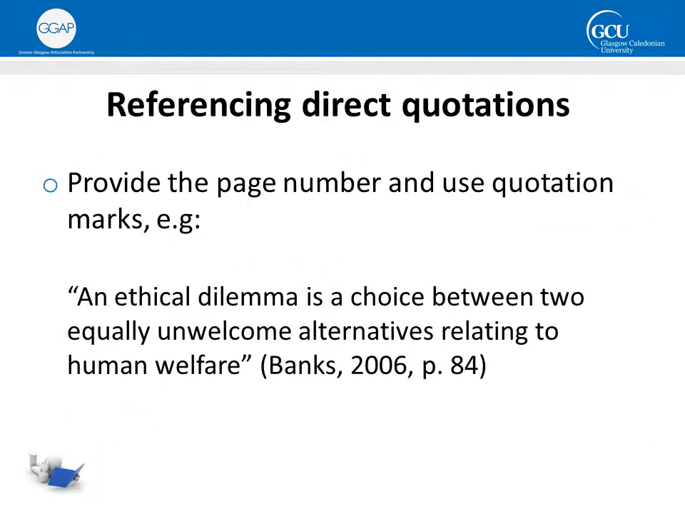At times in your writing, you might decide that you want to directly quote an author. If you use a direct quotation, you must provide the page number as well as the author name and year of publication, as shown in the example. But in the next tutorial, we'll discuss why you should avoid directly quoting authors too frequently in your work.